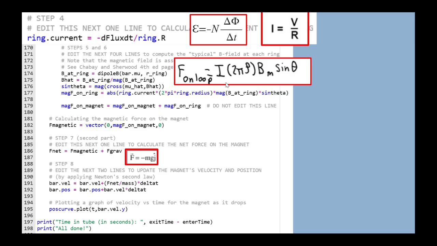And then to find the net force on the magnet, we have to add the force from the magnet plus the force of gravity, which is right here, and then we have to update the magnet's velocity and position, which is using Newton's second law.